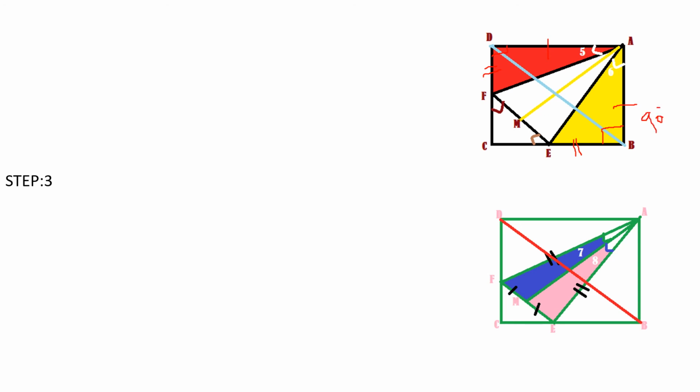Therefore, by SAS we can say these two triangles, triangle ADF is congruent to triangle ABE, and by CPCT we can say angle 5 is equal to angle 6. Also AF is equal to AE. Now moving on to step 3.